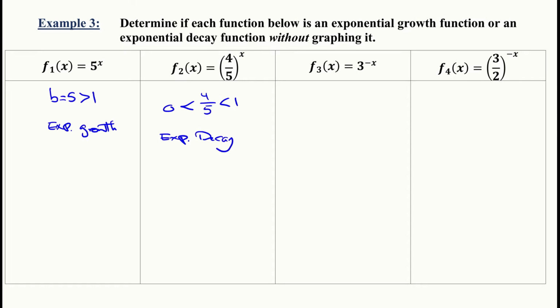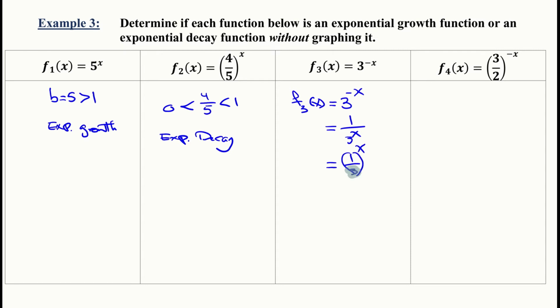For the third function, f3 of x, we need to first write it using positive exponents. So we know that f3 of x equals 3 to the power of -x. And we know that we can write that as 1 over 3 to the x. And in turn, we can go ahead and write that as (1/3) to the x.